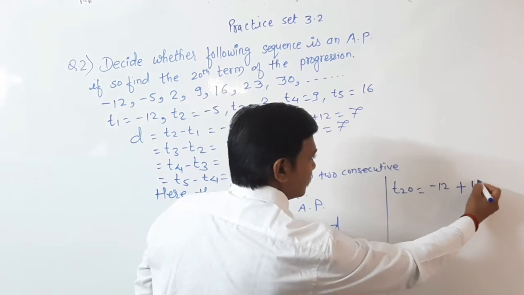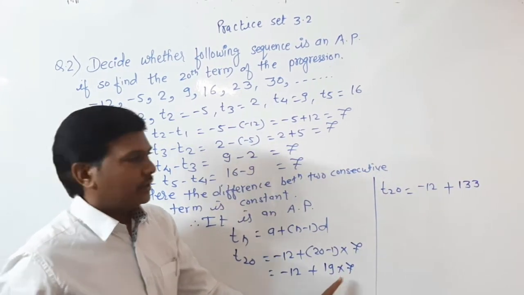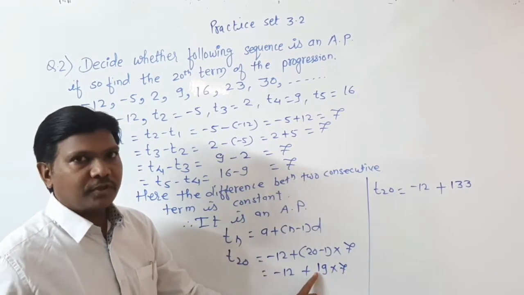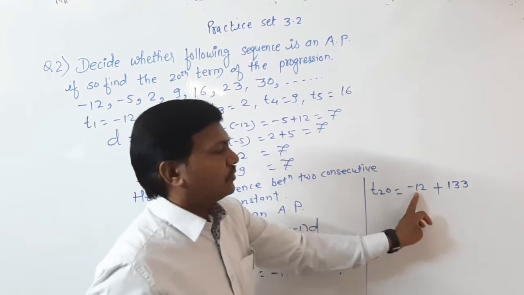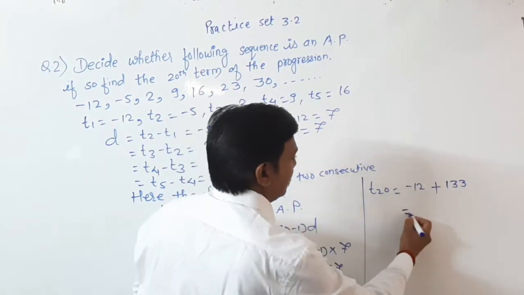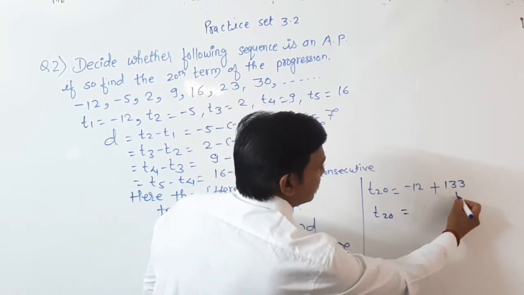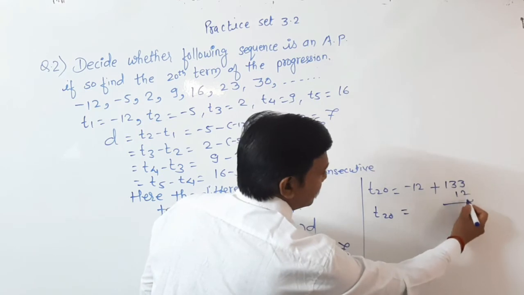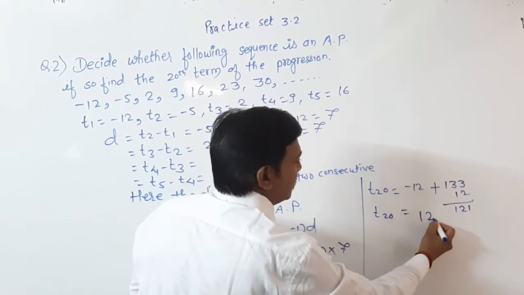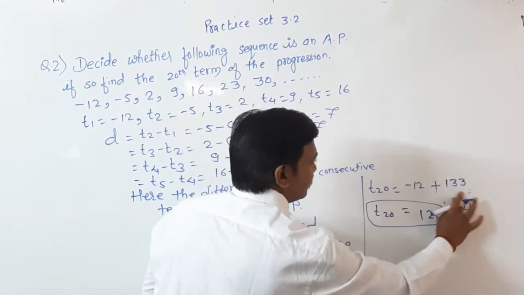133: 7 times 9 is 63, that 3, and then 6 and 7 is 7 plus 6, 13. So minus 12 plus 133, T20 equal to 121.